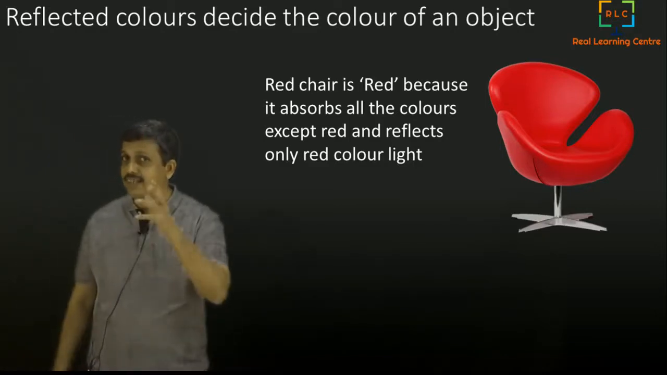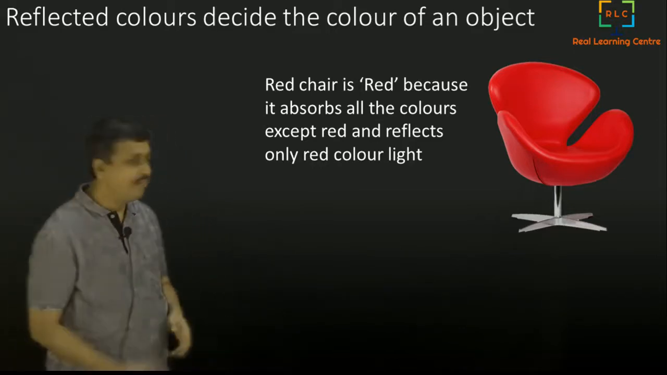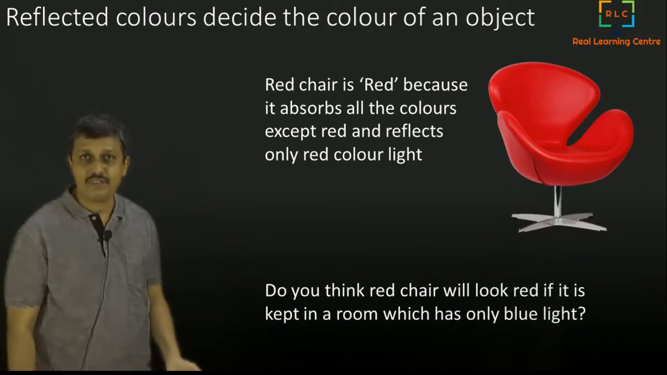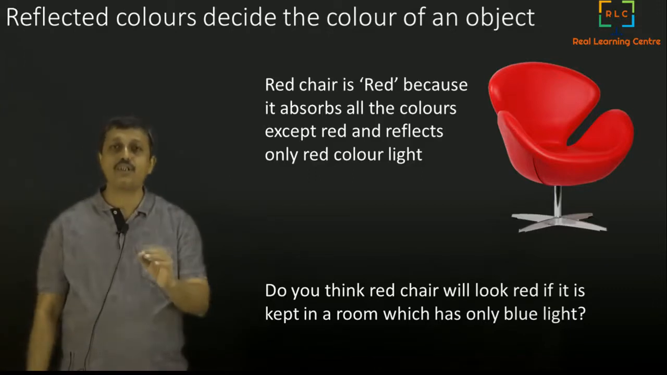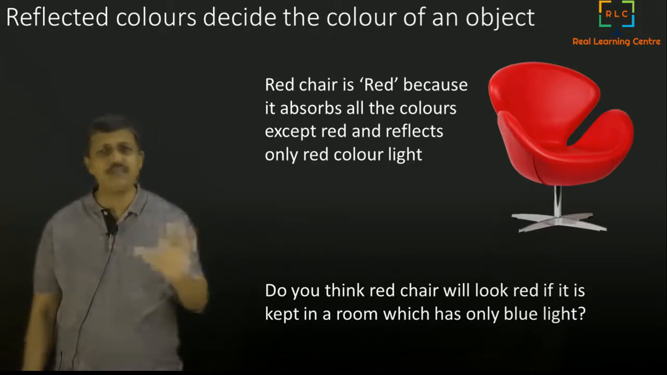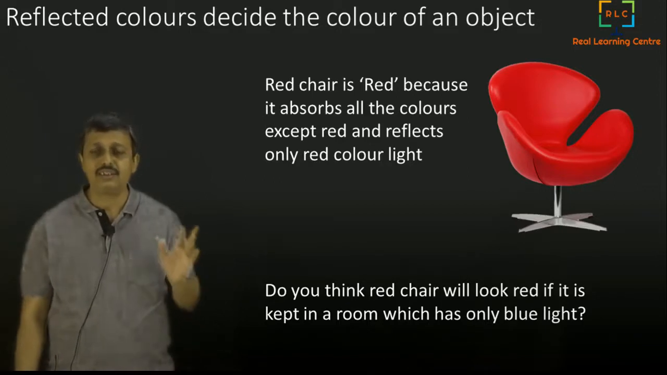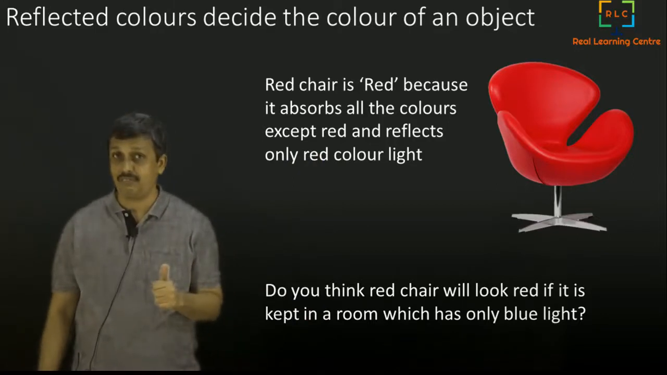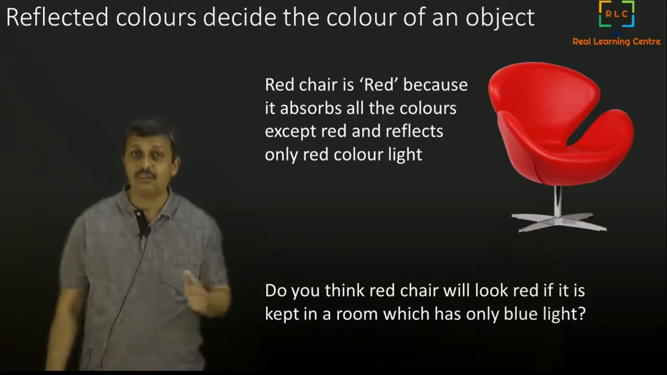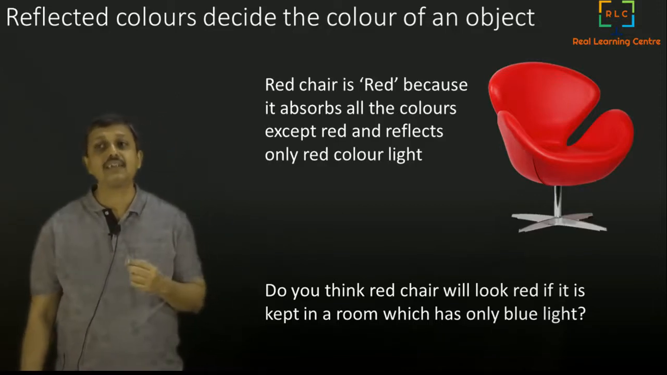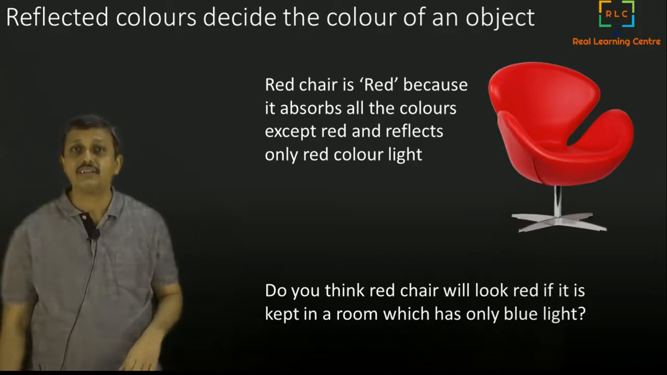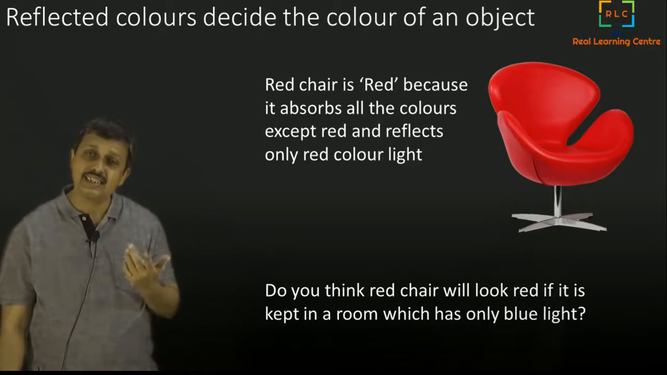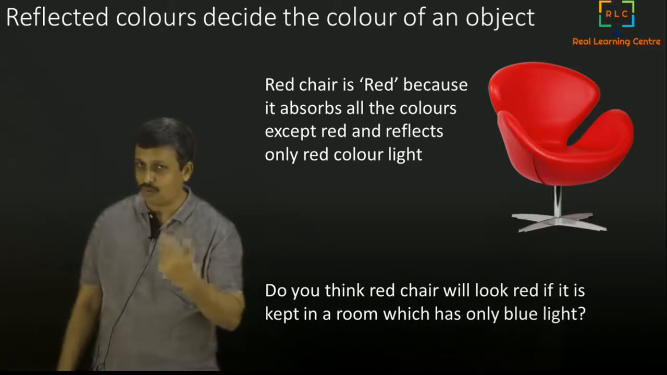If that is the case, can you think: I take this red chair and put it into a room. In the room, I close all the windows and put some blue light, only blue light, nothing else. In such a room, will the red chair look red or something different? I'm not going to answer this question. I want you to figure this out. Please take a red chair and a blue light from wherever and try this and see whether you can still see it as red or something else. Okay, so let's go forward.